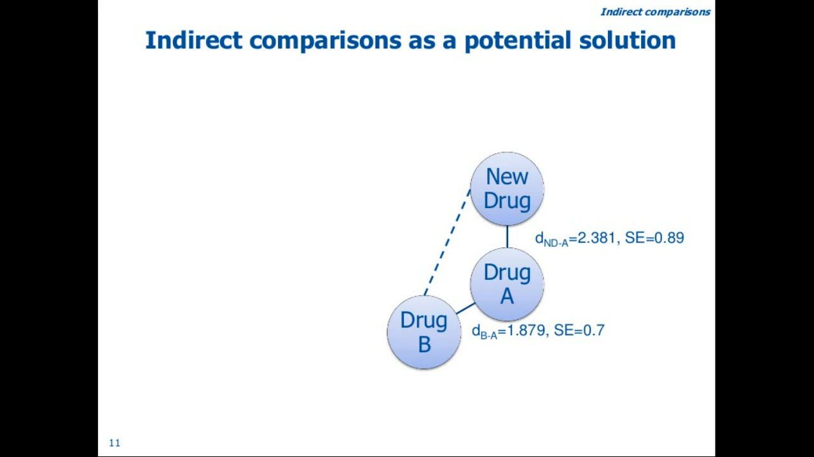So let's start with a simple indirect analysis. Here we have three treatments from our network. We've got our new drug, we've got drug A, which is the common comparator, and we have drug B. And we want to compare our new drug to drug B using drug A as an intermediate.